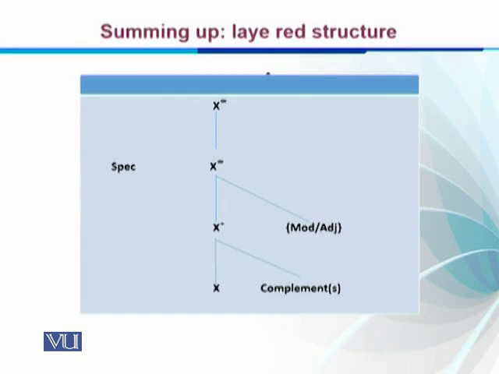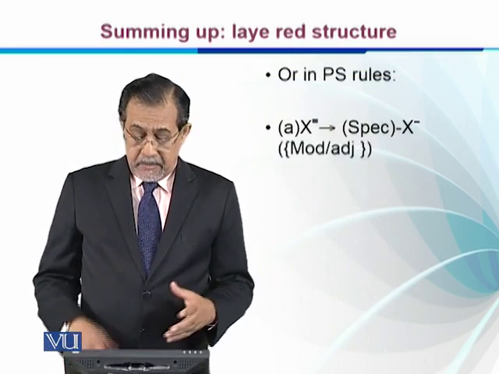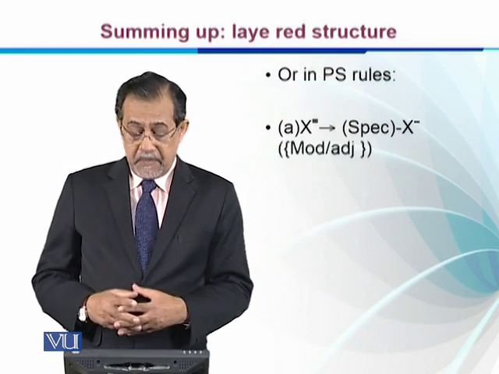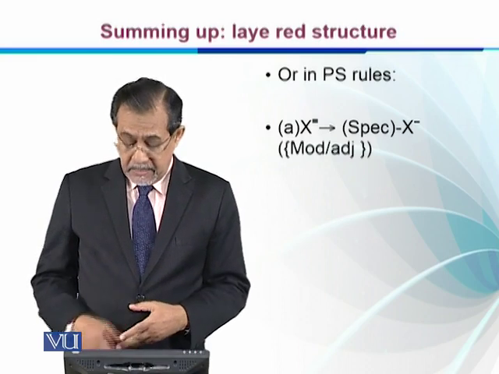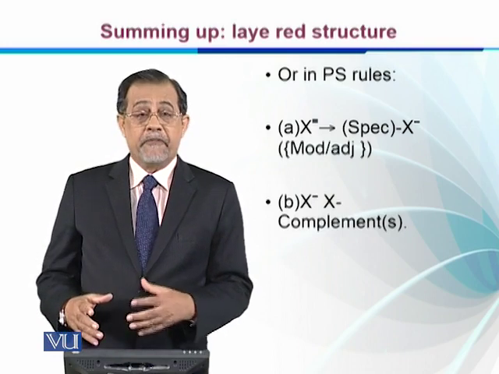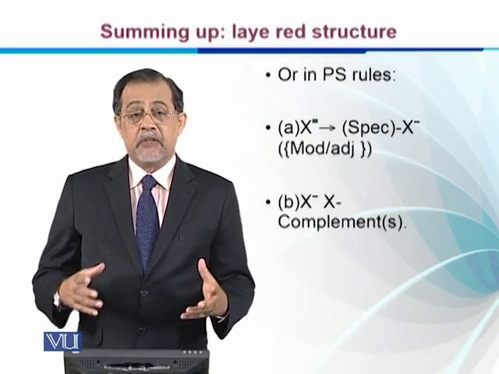So you can see that X double bar dominates the specifier. X double bar dominates modifier or adjunct, and X single bar dominates the head and its complement. Or in PS rules, we can see the same. X double bar consists of a specifier and X single bar, and X single bar consists of X, that is the head, with its complement.